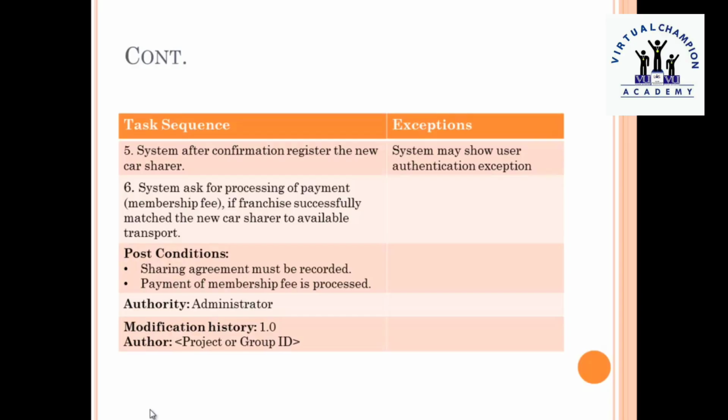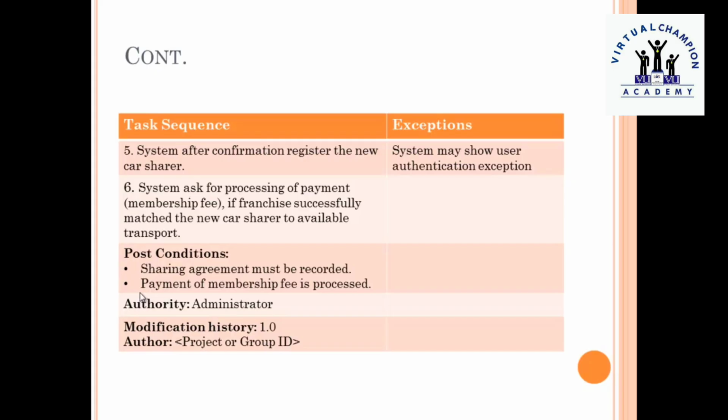Post conditions are the conditions that will be followed after a specific function is performed. These post conditions for the process payment use case are: the sharing agreement must be recorded, and payment of the membership fee is processed. Authority: which actor or who has to perform this function of the system. Here the administrator can process the payment.